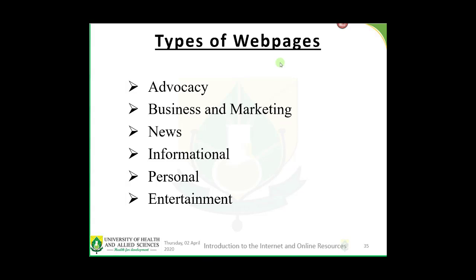Now, based on the top level domains that we just looked at, these are types of web pages. So you have advocacy web pages, you have business and marketing, you have news, informational, which are mostly these educational web pages. Personal, personal web page. Anybody can set up their own web page for their own purpose. Professionals, for example, I know we have a few of our faculty who have their personal websites, and very interesting. What they try to do is to share their research publications through this personal website. That is excellent.